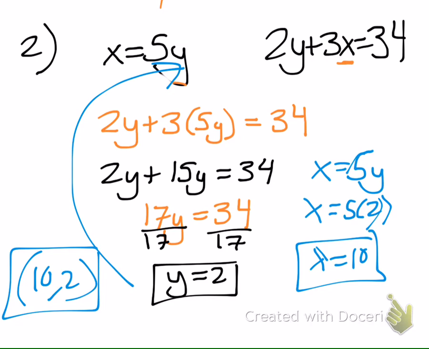Substitution. A little bit easier than graphing, but there are probably maybe a few more places you could make a mistake. But this would have taken a long time to graph these, right? You would have to put that in slope-intercept form, and then start graphing. Okay. All right, let's look at 3.